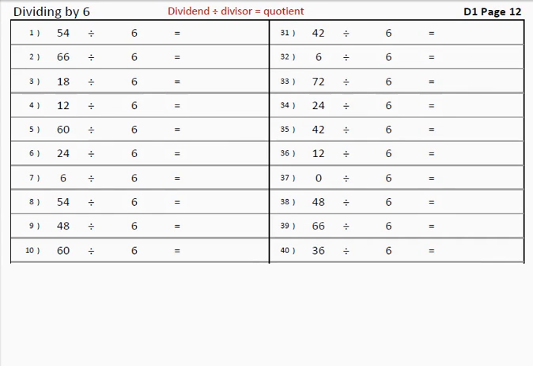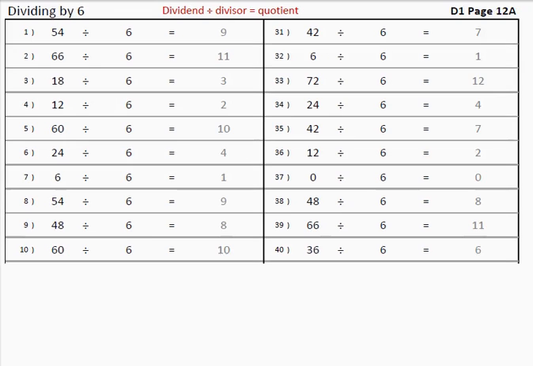Dividing by 6. By this time you should know. What number times 6 will give me 54? 9. Yes. What number, if I times it by 6, I get 66? 11. Yes. Your turn, you do the rest. Pause the video. Okay, there's your answers. Pause the video and check.